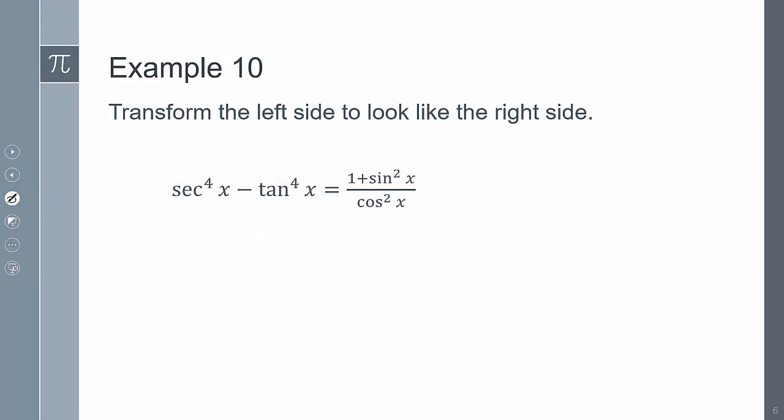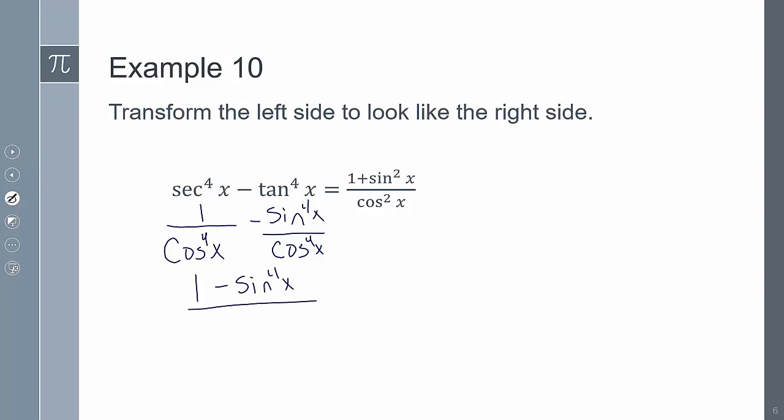For this one here, I don't really see any big identities. Maybe Pythagorean because it's the left side. I don't know just yet. So let's switch everything to sines and cosines. So if I do 1 over cosine to the 4th x minus sine to the 4th x over cosine to the 4th x, now I can combine those together into 1 minus sine to the 4th x over cosine to the 4th x.